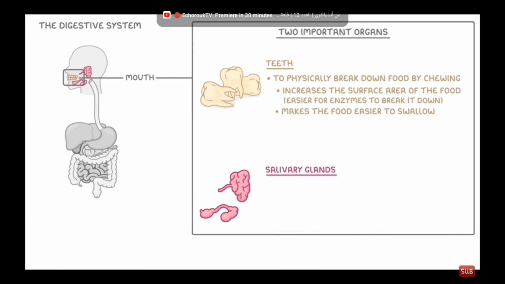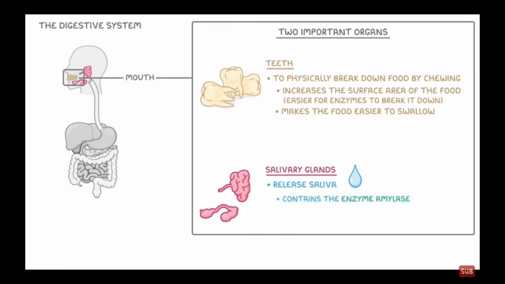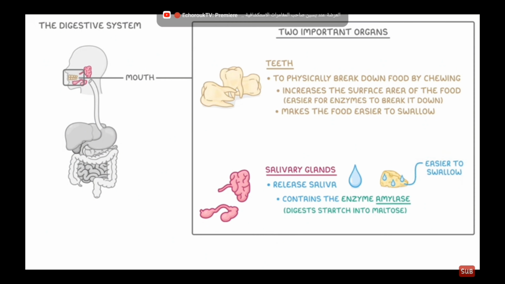Meanwhile, the role of the salivary glands is to release saliva, which is a watery mix that contains the enzyme amylase. The water part wets the food, which makes it easier to swallow, while the amylase digests starch into maltose. So it breaks down big carbohydrates into smaller ones. We call enzymes like amylase biological catalysts, which basically means they reduce the energy that's needed for reactions, so the nutrients in our food can be broken down faster.